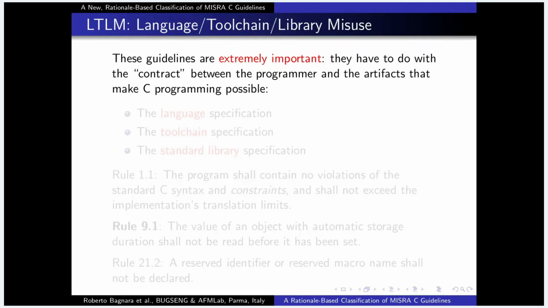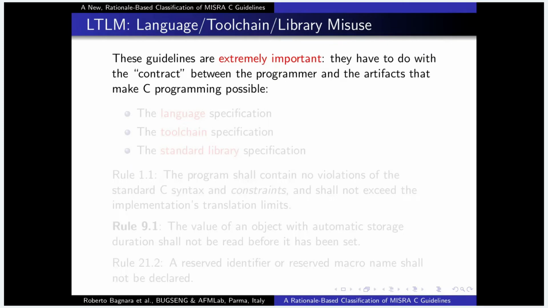Take into account that there is an accompanying paper which you can download from several places. I guess it is in the proceedings of Embedded World 2022, and I don't know if it is available also somewhere else, but in the post-webinar mailing, I'm sure you will be told how to obtain the paper. The first class we see is called LTLM, which means Language Toolchain Library Misuse.